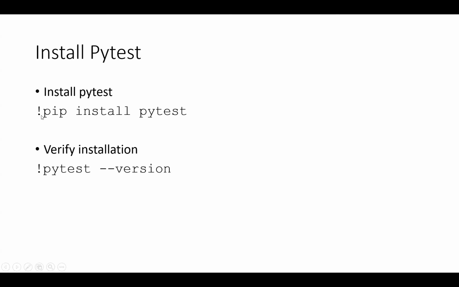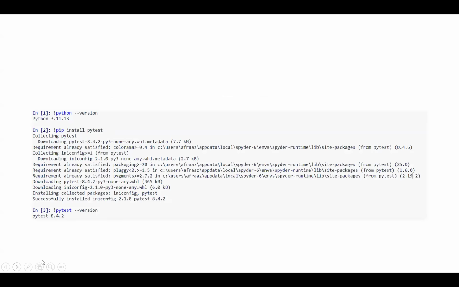The exclamation mark pip install PyTest, and then you verify the installation with this command. So pytest dash dash version. So very important, you need to install PyTest before you execute it. When I installed it, this is how it looked. So I installed PyTest, and the version I had is 8.4.2. So you should get a similar version. So remember to install PyTest before you try it. For the unit test, we didn't have to do that.